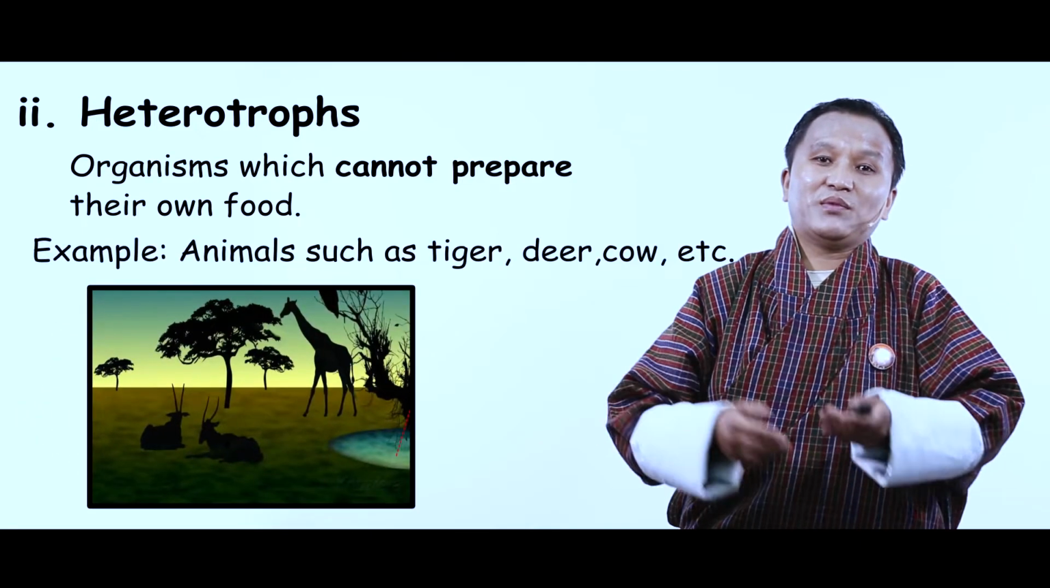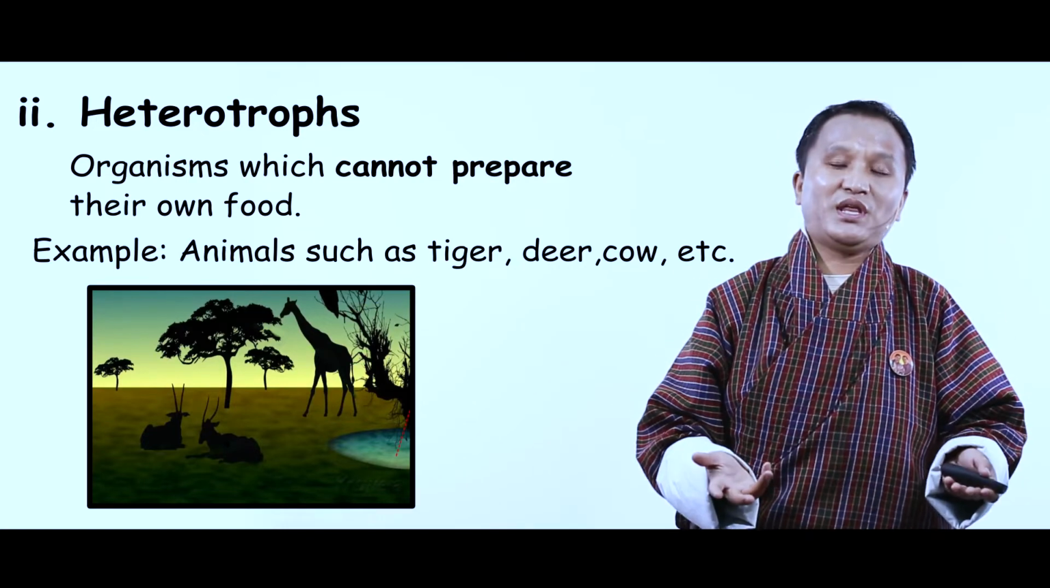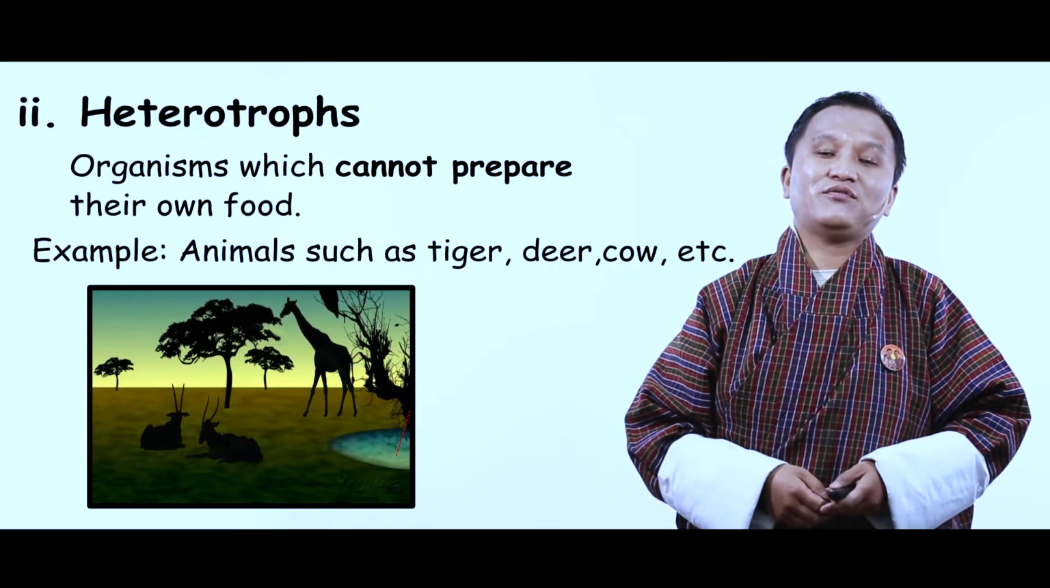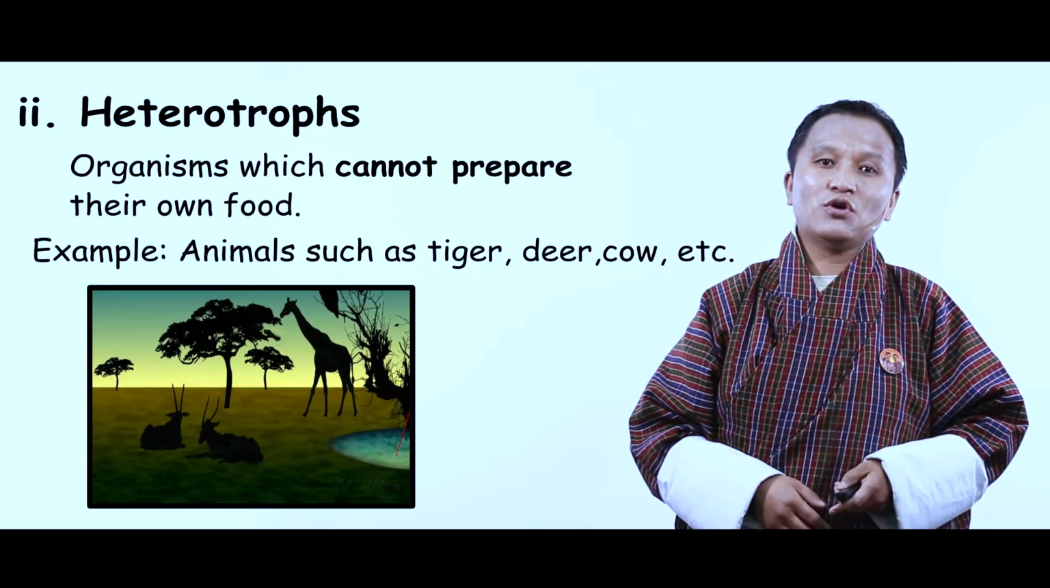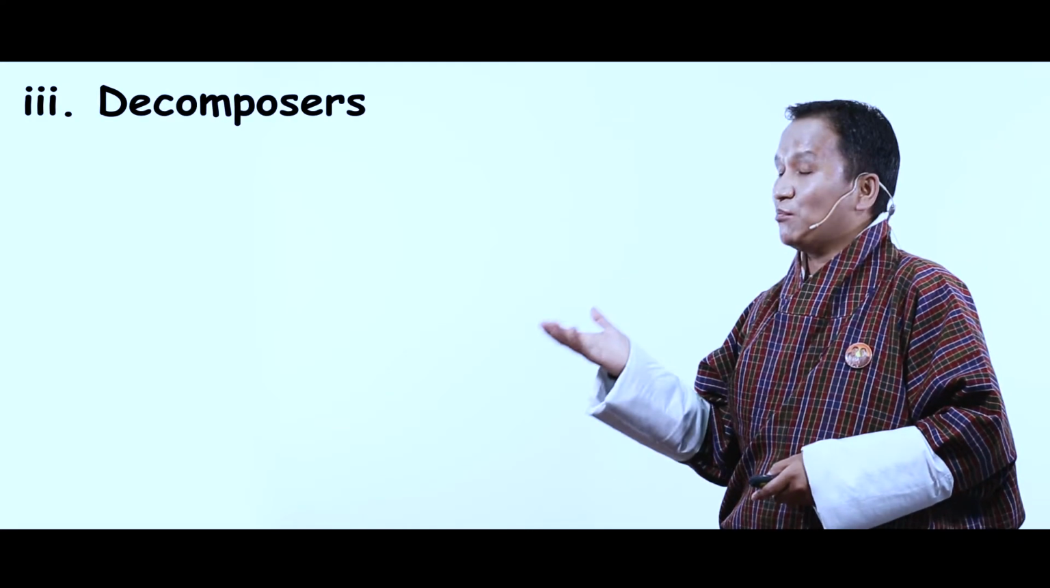Likewise, the other animals such as tiger, deer, cows, and many more depend on plants directly or indirectly for food, and these kinds of animals we call heterotrophs. Then on the other side, we have the third kind of biotic components in the ecosystem, that is the decomposers.